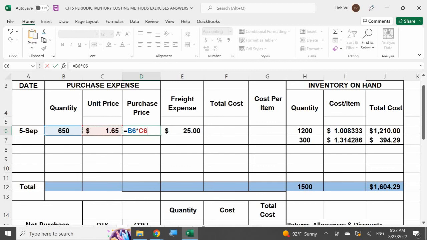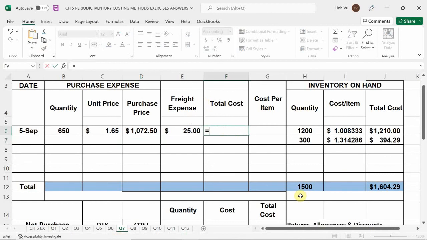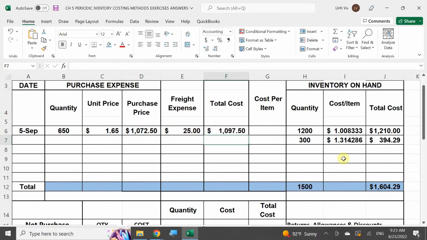So 650 times $1.65 is $1,072.50. Plus my 25, we'll give you $1,097.50. Now in this case, we need to solve for my cost per item here.